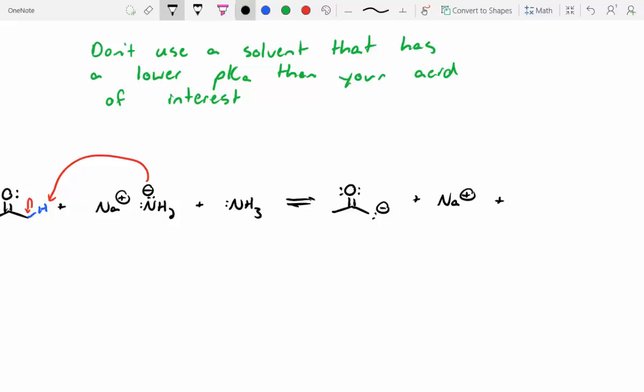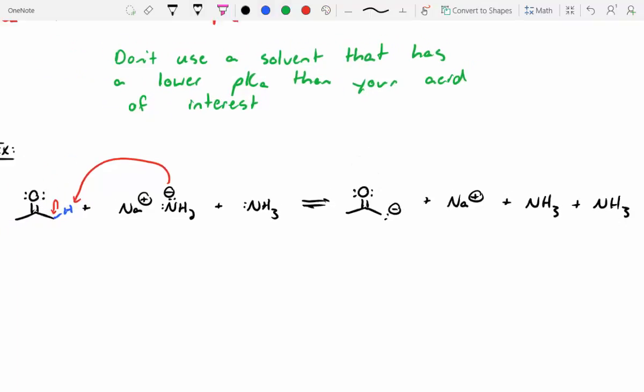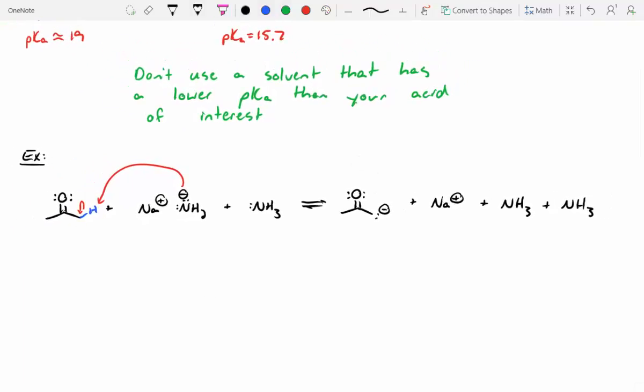And then our conjugate acid will be ammonia, and our solvent will be ammonia. This is kind of nice, right? Our conjugate acid in this case is the exact same thing as our solvent. We don't have to worry about removing it anymore. It's just going to go back into that bulk medium. So oftentimes the solution that chemists use when they're choosing a solvent is to choose a solvent that is actually the conjugate acid of your base. It just simplifies things.